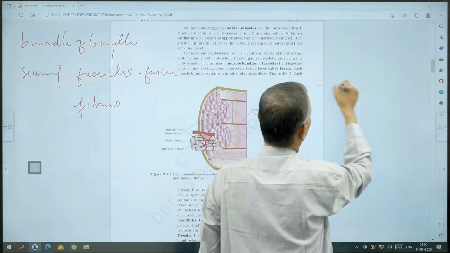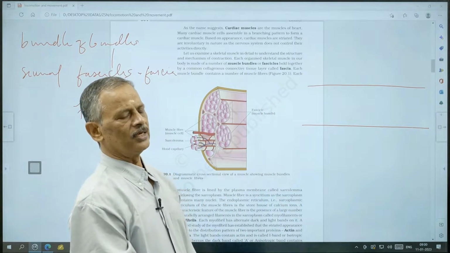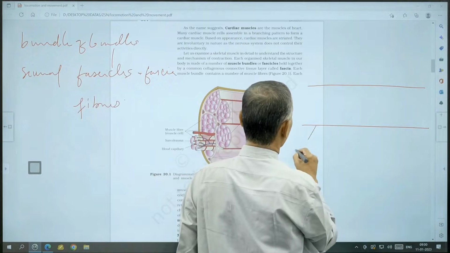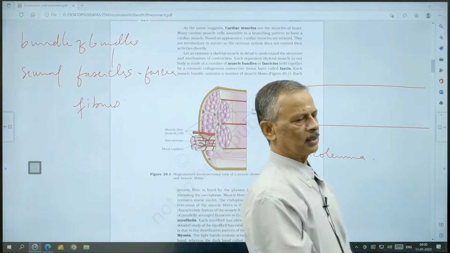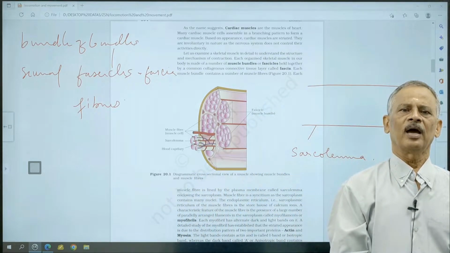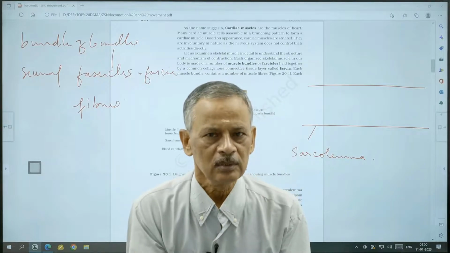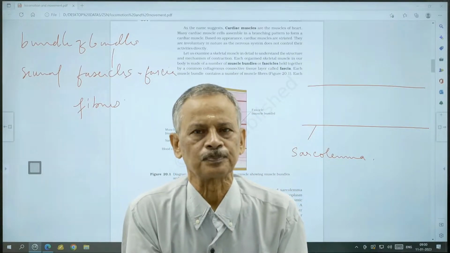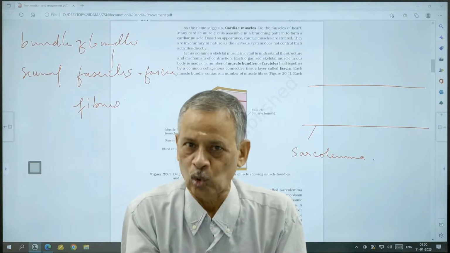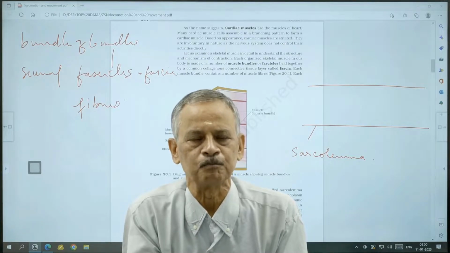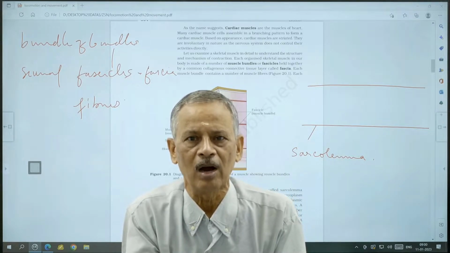Each muscle fiber is an unbranched cylindrical structure having a sarcolemma. Muscles are highly specialized cells, and to describe the structures, we use unique, special terms, like the membrane of the muscle. Sarco means connected to muscle. That term shows that it is belonging to muscles. Sarcolemma.